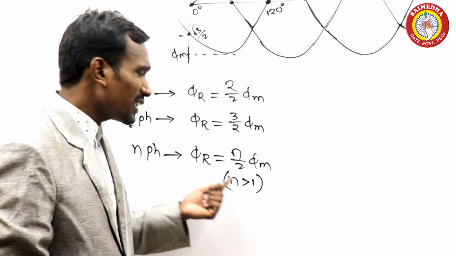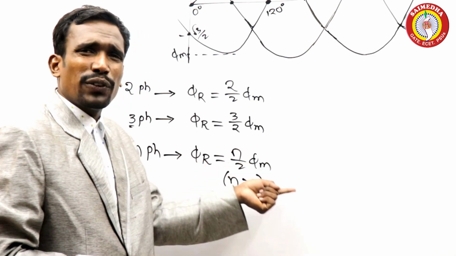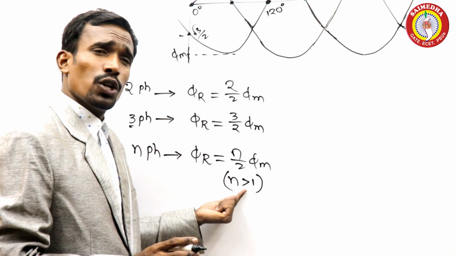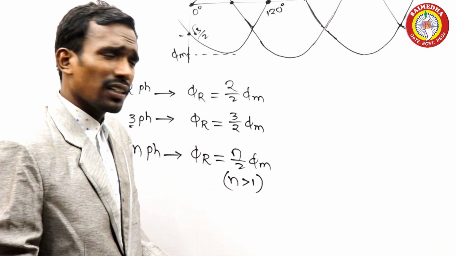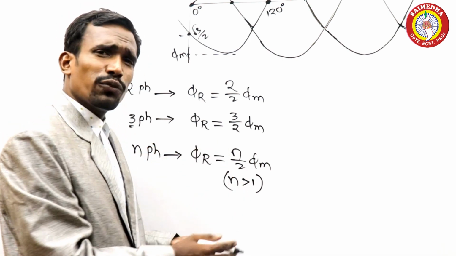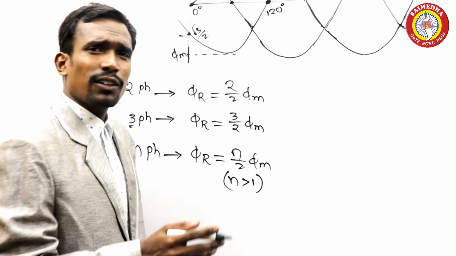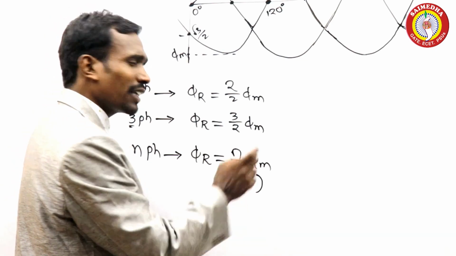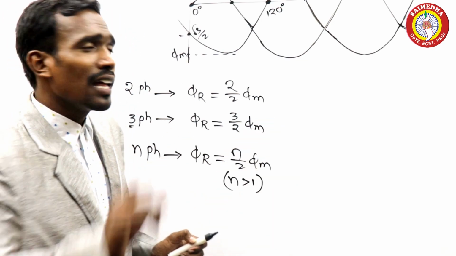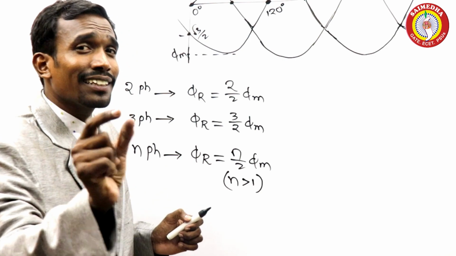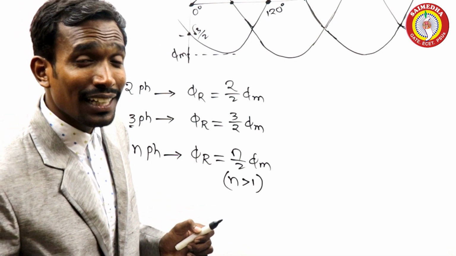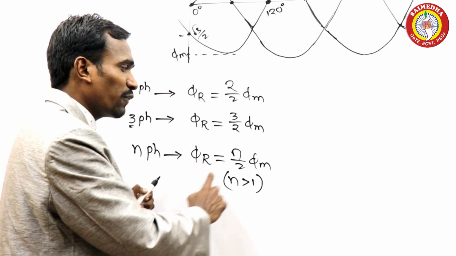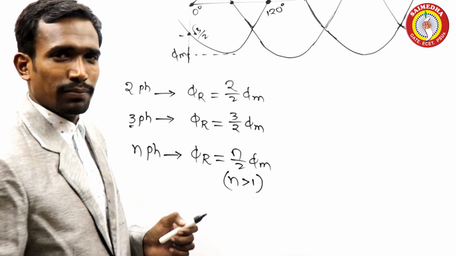If n is equal to 1, what is the value? If n is equal to 1, 1/2 phi m. This is exactly the wrong answer. If n is equal to 2, 2/2 phi m, 100% correct answer. If n is equal to 3, 3/2 phi m, 100% correct. If n is equal to 12, 12/2 phi m, 100% correct. But if n is equal to 1, 100% wrong. That's why I told you here n is greater than 1. For an n-phase system, the resultant flux is n/2 phi m.